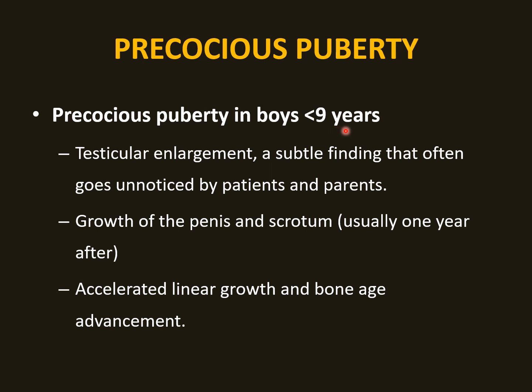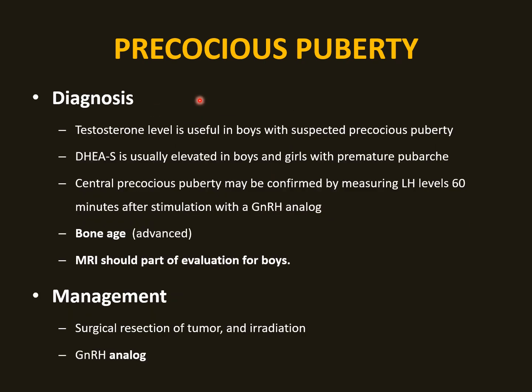Precocious puberty in boys is less than 9 years of age. In central precocious puberty there will be testicular enlargement, a subtle finding that often goes unnoticed by patients and parents. Growth of the penis and scrotum usually follows 1 year after, with accelerated linear growth and bone age advancement. Central precocious puberty should be suspected in boys with enlargement of genitalia, and in girls with development of the breast. Diagnosis: testosterone level is very useful to measure in boys with suspected precocious puberty.